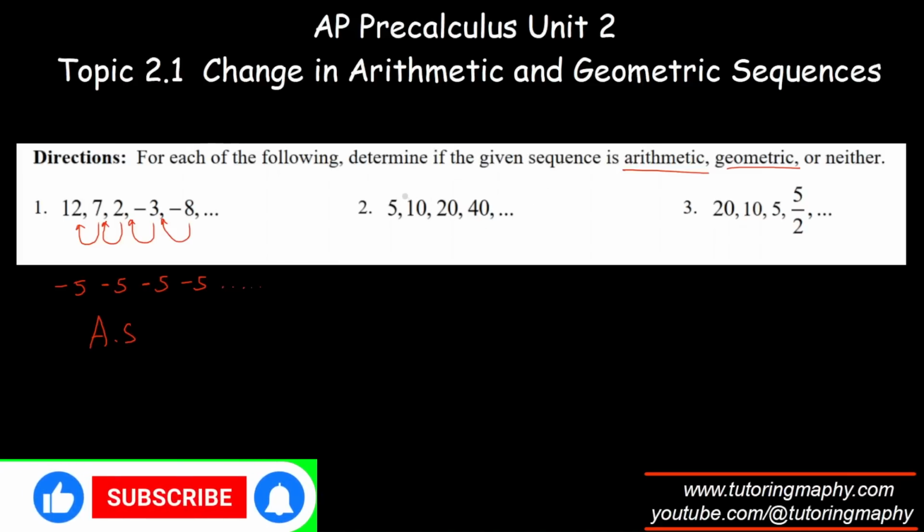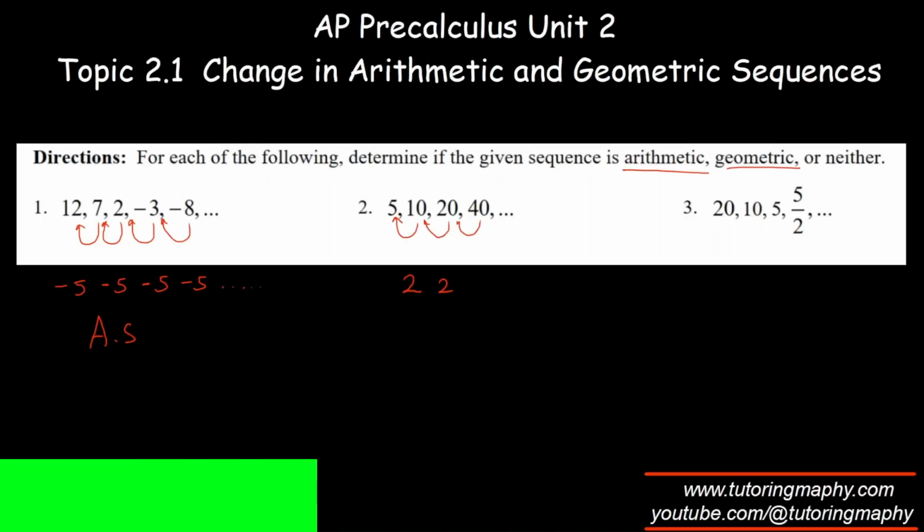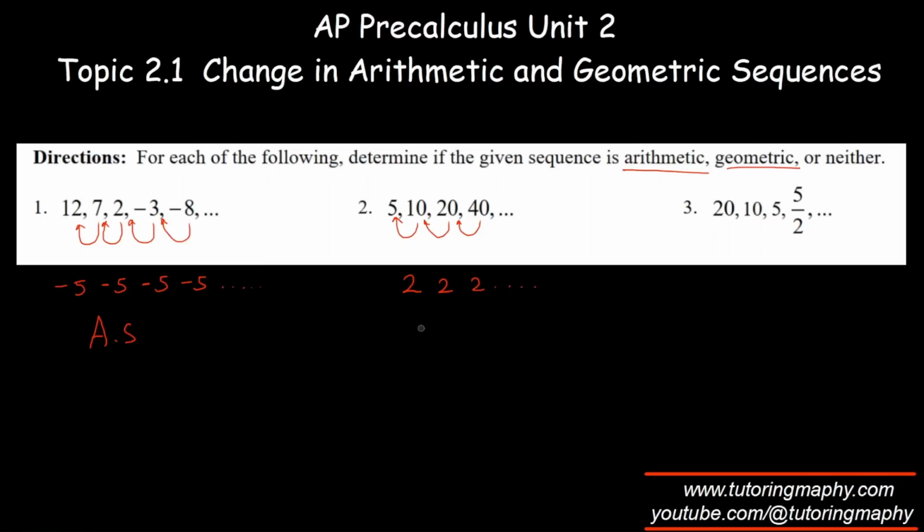Here we can see that the ratio is actually the same because 10 divided by 5 is 2. 20 divided by 10 is 2, 40 divided by 20 is 2, and so on. So this is a geometric sequence.